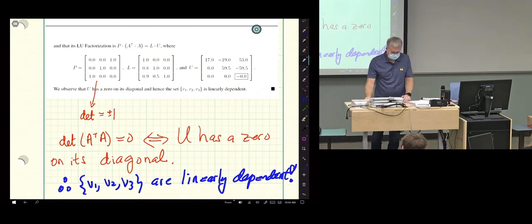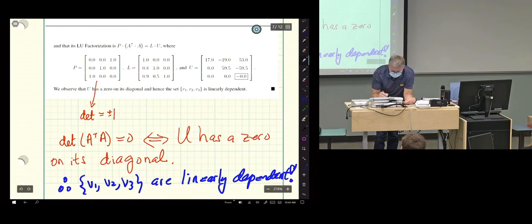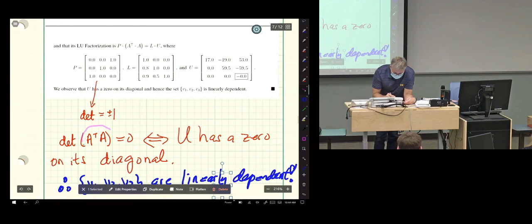You want to think about it that way? I'll show you it's not a trick. There's plenty of logic behind it. But the magic is forming up A and then forming A transpose A, we get a square matrix.